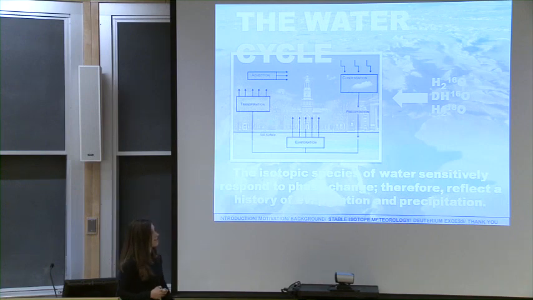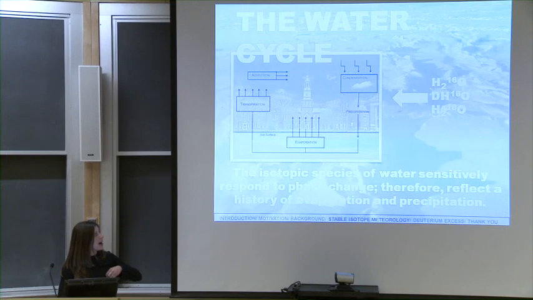The isotopic species of water are composed of both hydrogen and deuterium and oxygen 16 and 18 in a variety of different combinations. We've already discussed those with Shahong in this class. Now, I'm super happy and my job exists because the isotopic species of water sensitively respond to phase change.